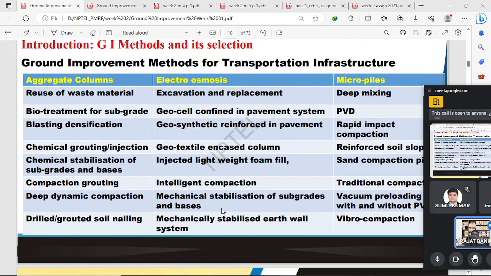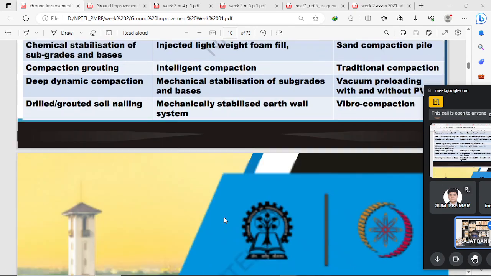We also studied ground improvement methods for transportation infrastructure: the different types of ground improvement techniques applied in transportation, like aggregate column, refuse waste material, electroosmosis, micropile, and so on. There are so many ground improvement techniques given in this table.